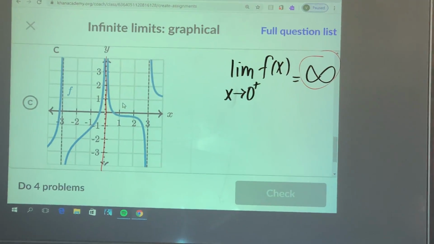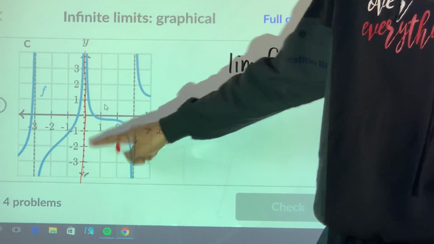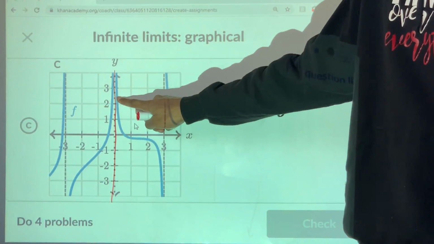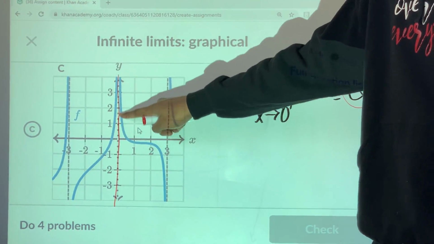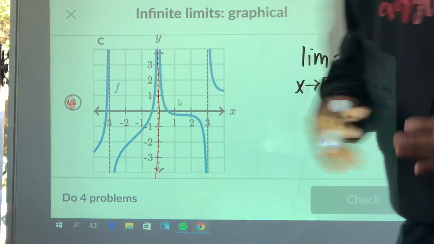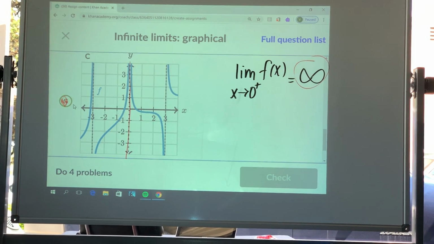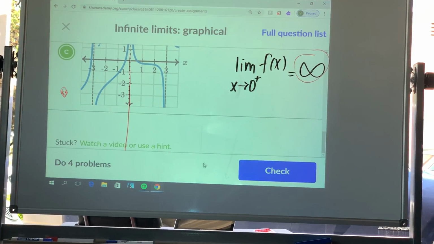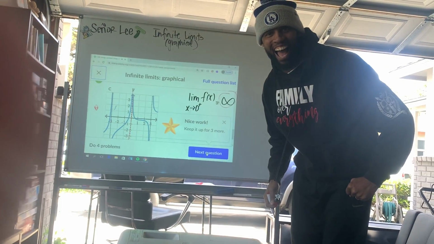C. All right, as I approach 0 from the right. So here's 0 again. As I get closer to it from the right, what happens? Oh look, it's starting to go up. So it approaches this vertical asymptote, but keeps going up, up, up to infinity. I'm gonna click C. And let's check our work. Oh golly, we got it right.